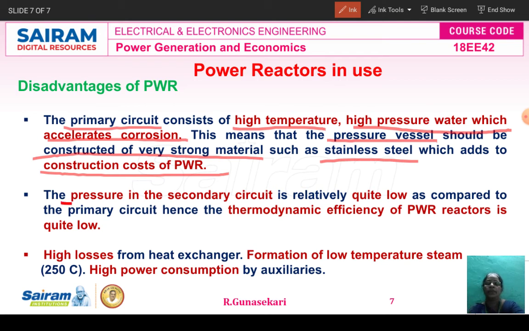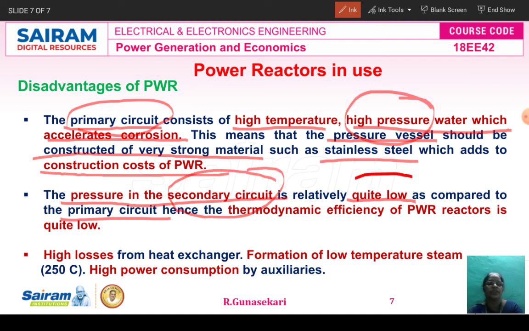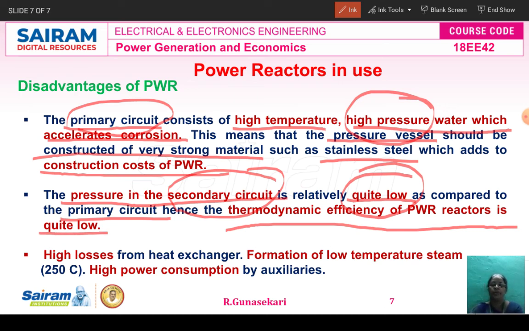Then the pressure in the secondary circuit is low compared to the primary circuit. In the primary circuit, what? High pressure. In the secondary circuit, the pressure is quite low compared to the primary. So therefore the thermodynamic efficiency of pressurized water reactors is quite low.